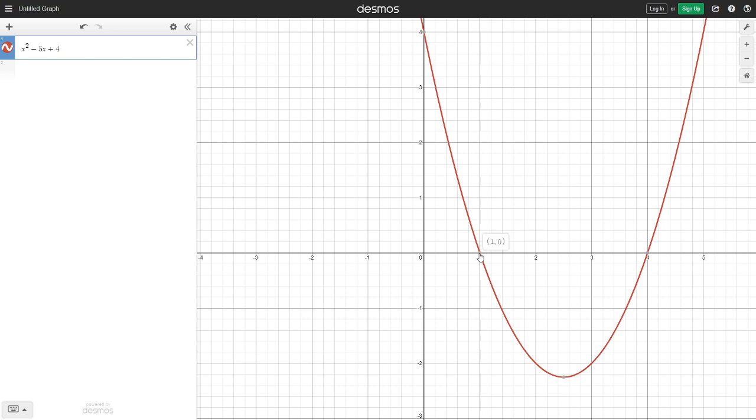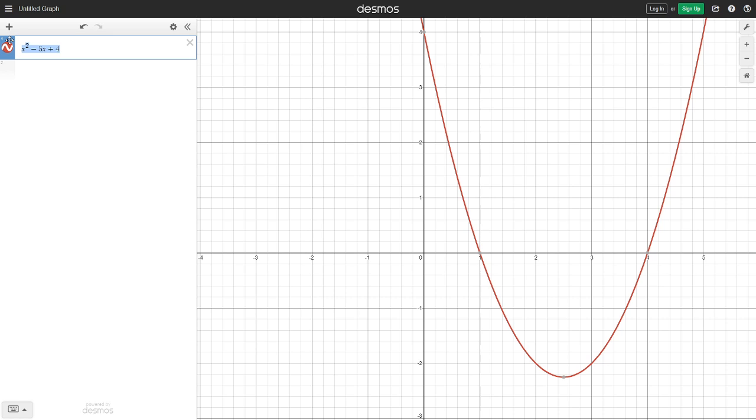The first zero is going to be x equals 1, and the other zero is going to be x equals 4. And that is all you have to do when you're graphing a quadratic equation and you need to find the zeros. You got x equals 1 and x equals 4, and you're done. Let's look at another example.